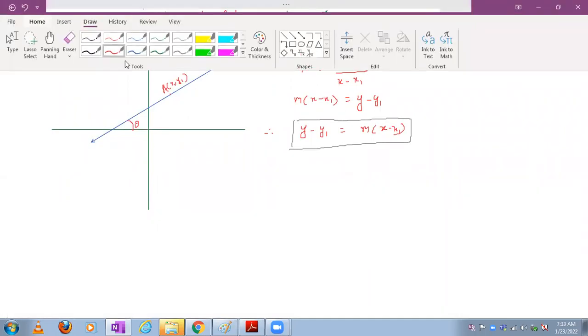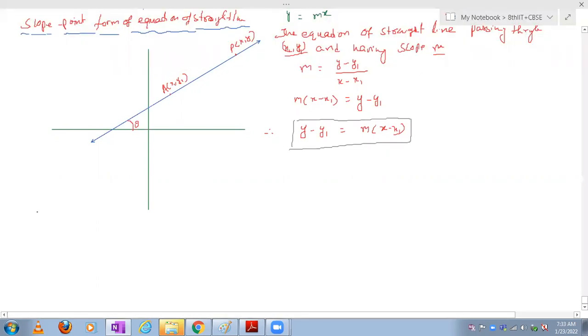Now, this is two points form of equation of straight line. Let's try to take the two points form of equation of straight line.